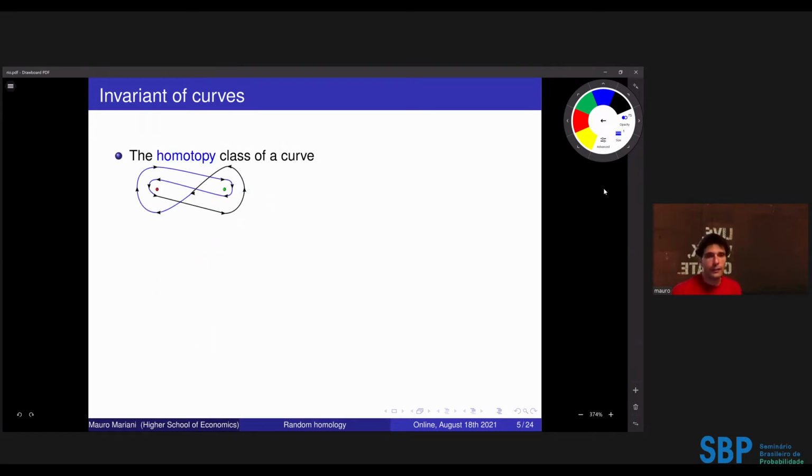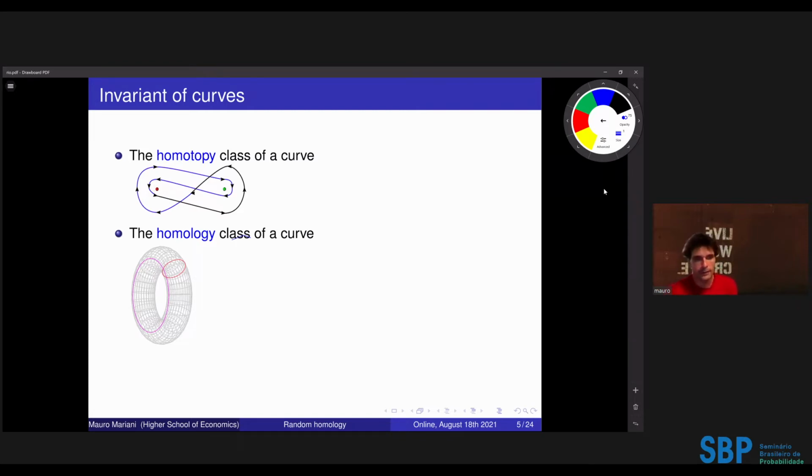Or, of course, very classical things like the homotopy of a curve. You fix some points, or better said, you remove, for instance, 2 points from your space. The homotopy of this curve tells you how many times, and in what order, this curve winds around these 2 points. And then there is also the homology class of the curve, which is the same thing as the homotopy, but you forget about the order. So you just say how many times you looped around one point, or in the case of the torus, one hole, and the other.